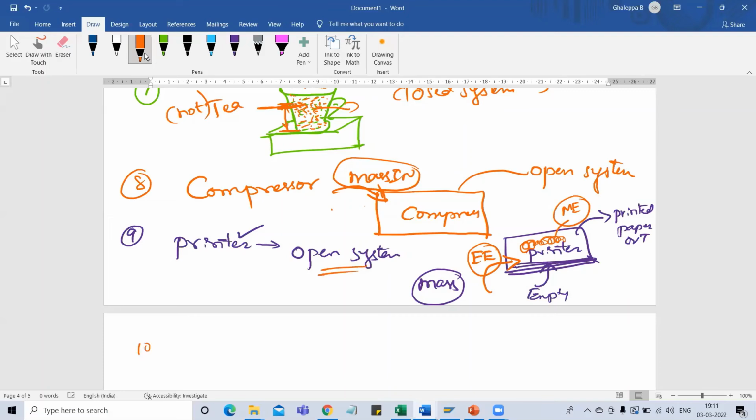Dear students, fan is open. Sir, electrical, it is open. Open system. Energy is also there. Mass will be there. Okay, my dear students.